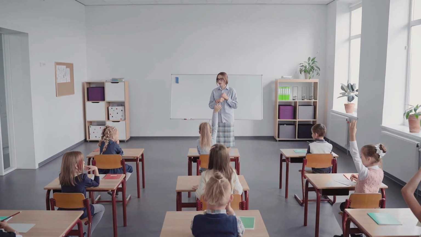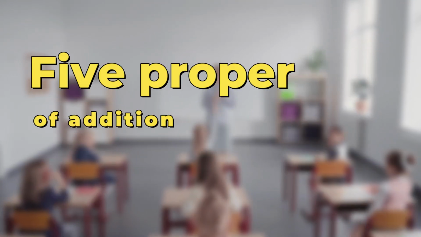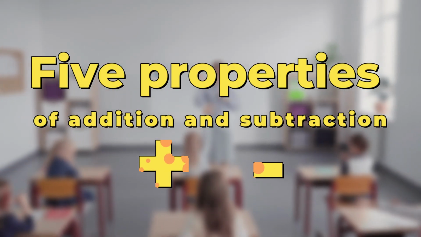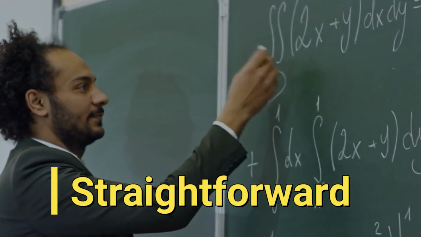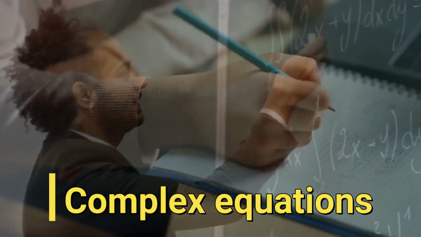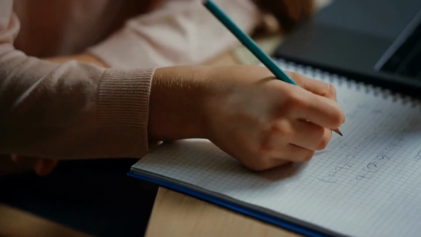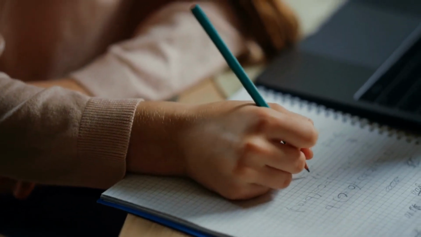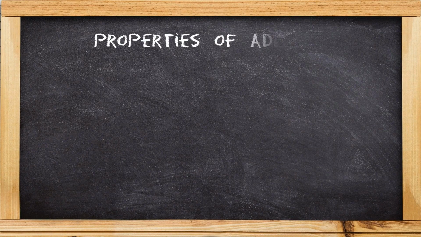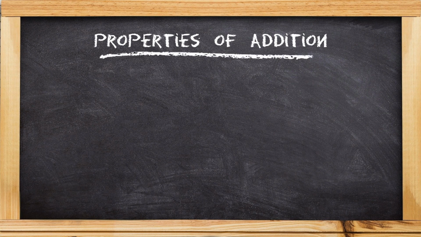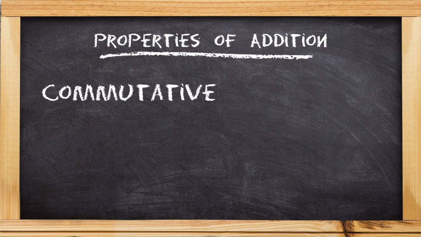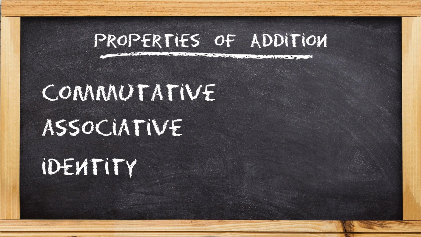Today we're diving into something fundamental but super important for tackling math problems: the 5 properties of addition and subtraction. I know these might seem straightforward now, but once you get into more complex equations, they'll really help things click. So let's break them down. Properties of addition. First, we have the 3 main properties of addition: the commutative, the associative, and the identity properties.